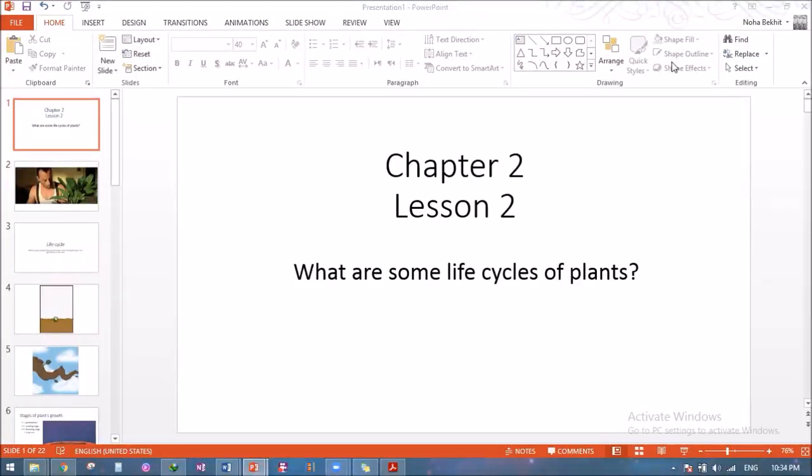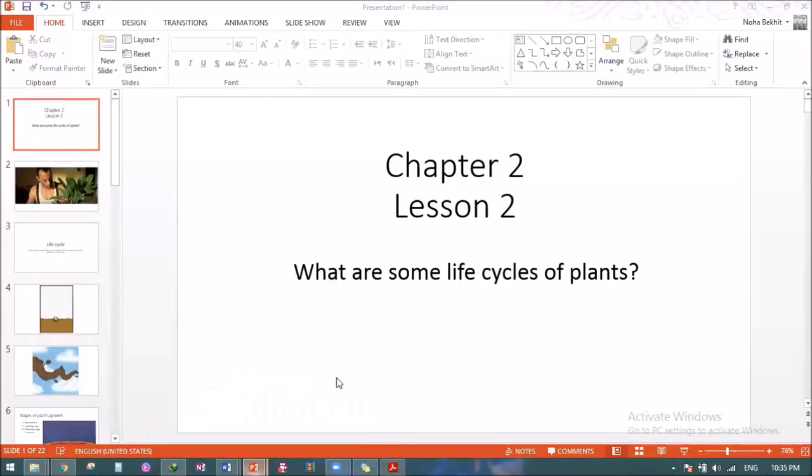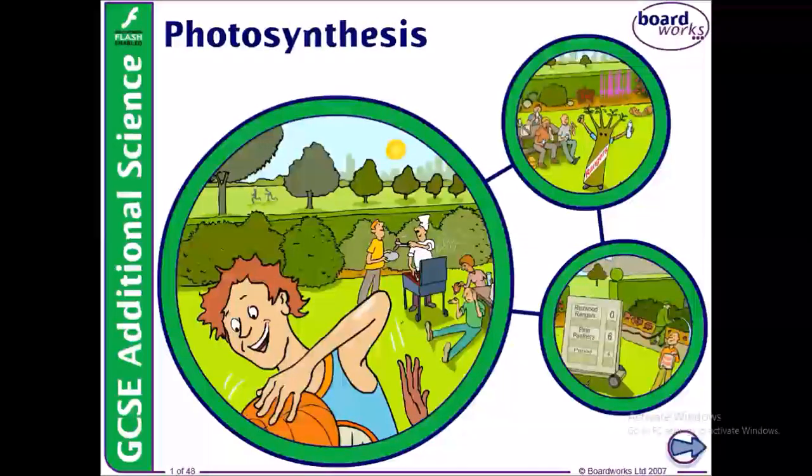Today, inshallah, we will continue chapter 2, lesson 2. What are some life cycles of plants? So before moving to the life cycle of plants and knowing what it means, we need to remember that plants are very important organisms living on Earth, and they can make their own food by using a process, as we learned in lesson 2, chapter 1, called photosynthesis. So let's first remind ourselves of photosynthesis.